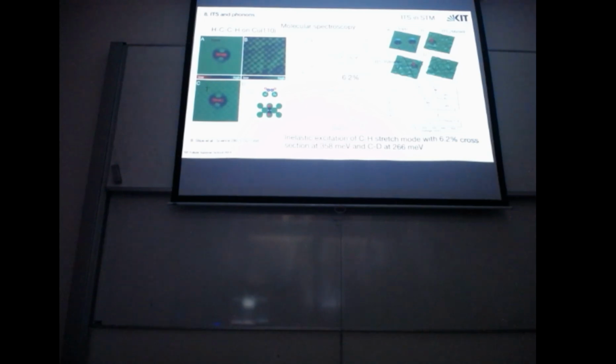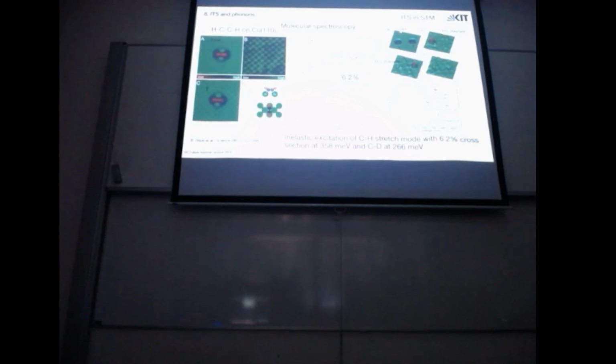And this is really a vibron, you can check. This is the nicest achievement also from this group. You can take normal acetylene, or you replace the hydrogen by deuterium, so the mass is different. Electronically, it's the same. And you repeat this experiment, and you see that this peak shifts to 266 millielectron volts, exactly as you expect from this change of the mass of the vibrating object, the hydrogen nucleus.